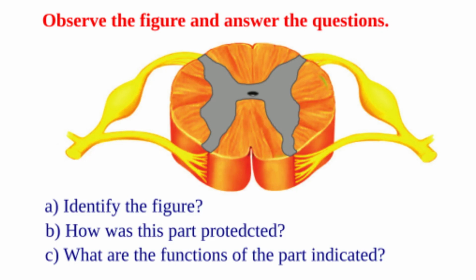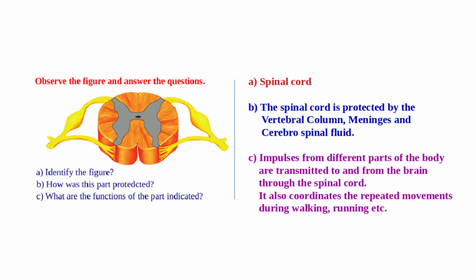Next question. Observe the figure and answer the questions. Here the questions given are: A. Identify the figure. B. How is this part protected? And C. What are the functions of the part indicated? Here the figure indicates the cross section of the spinal cord. Then the second question, how is this part protected? We know the spinal cord is protected by the vertebral column, meninges and cerebrospinal fluid.